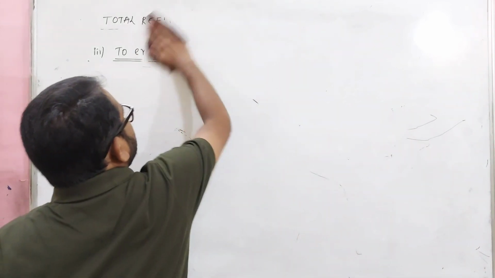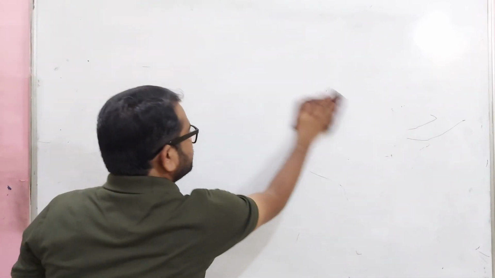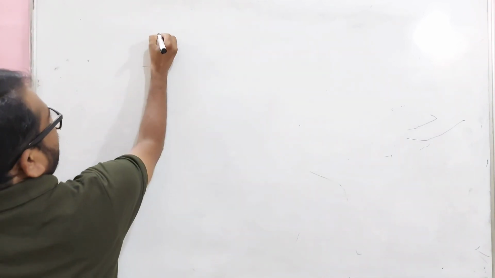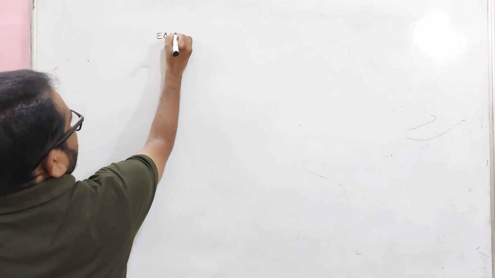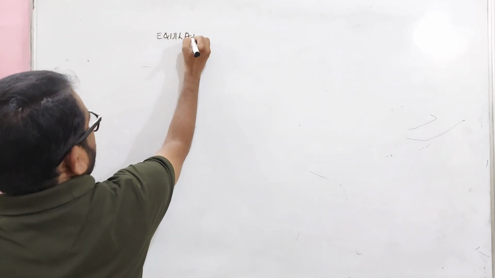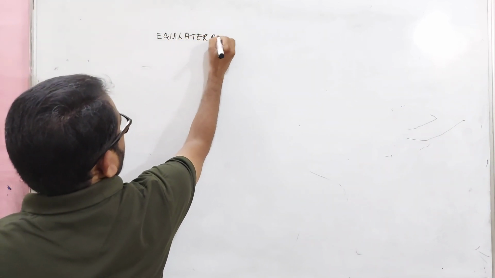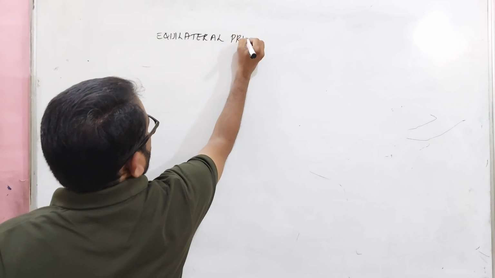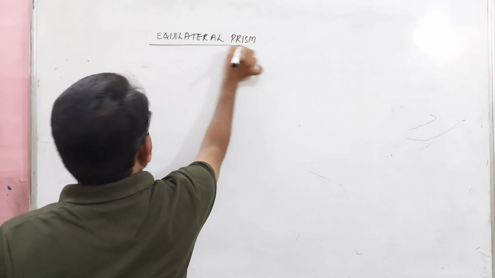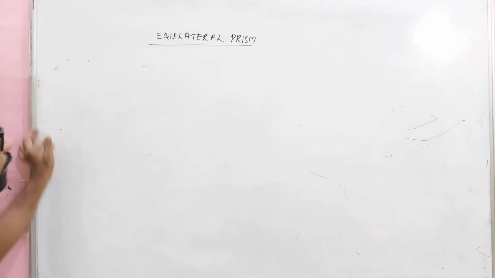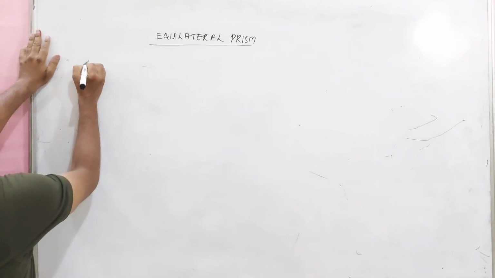Now we will see how total internal reflection can occur in an equilateral prism. Let us see an equilateral prism, very important. How total internal reflection can occur in an equilateral prism here. Okay, fine. Now case 1, teacher, look at here.